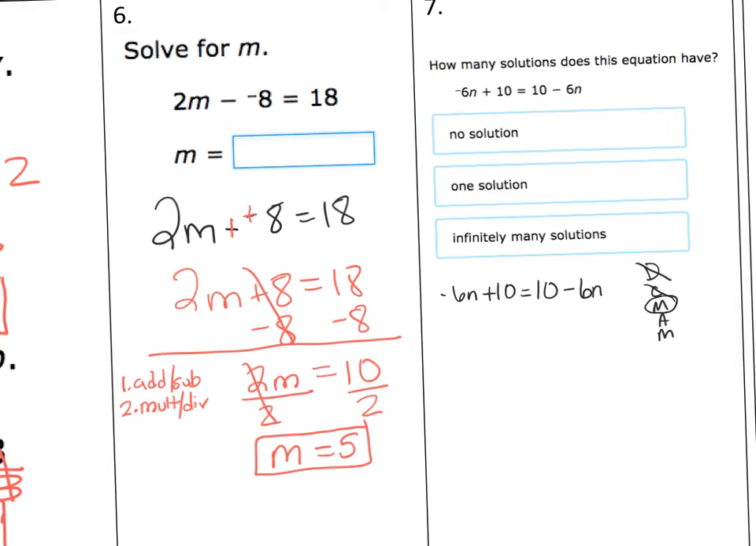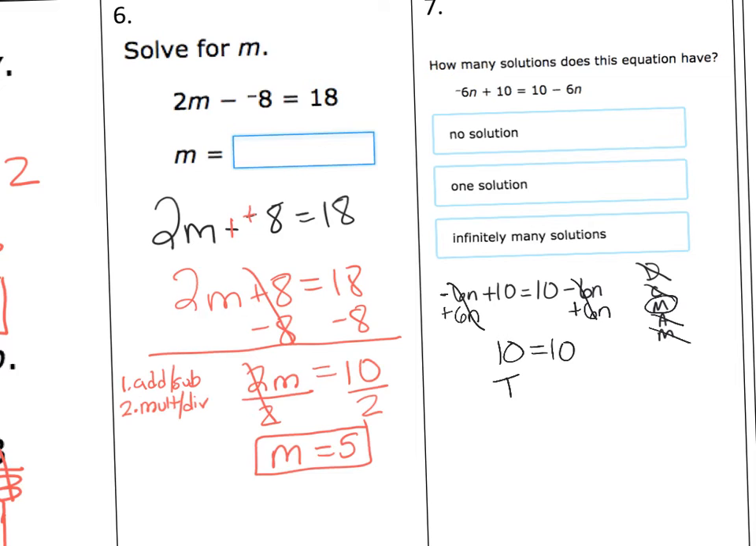Now I'm left with move the smallest variable. They're both negative 6, technically. This one's negative 6n and that one's negative 6n, but it's the same thing. Let's just go ahead and move it and see what happens. So plus 6n, plus 6n, that cancels. I'm left with 10 is equal to 10. And then the next step in DC MAM says add or subtract. There's nothing for me to add, subtract, multiply or divide. I just have 10 is equal to 10.